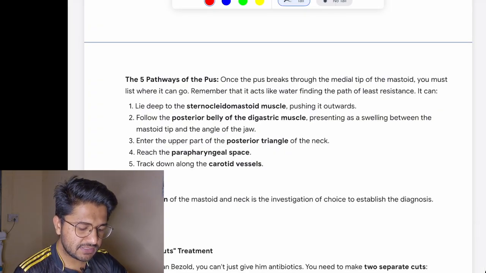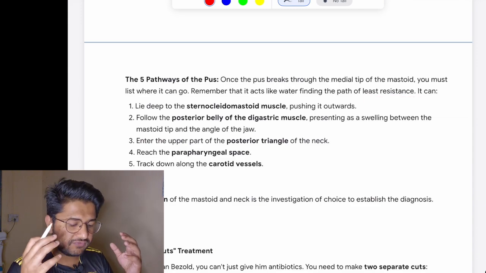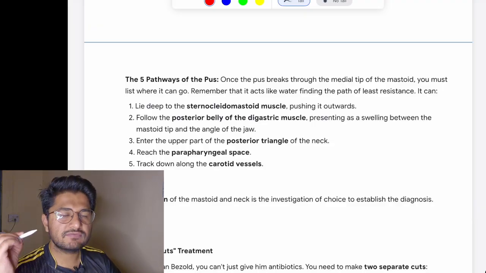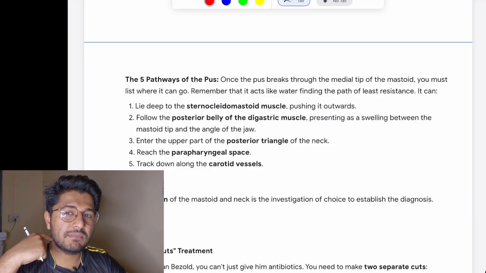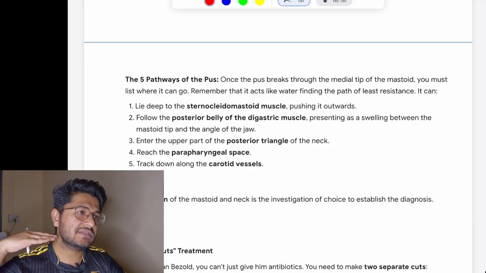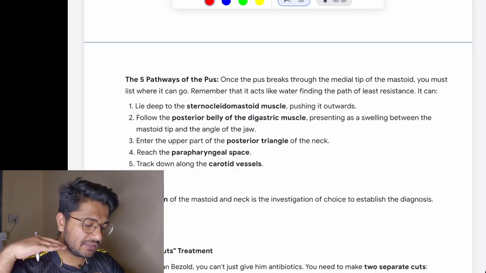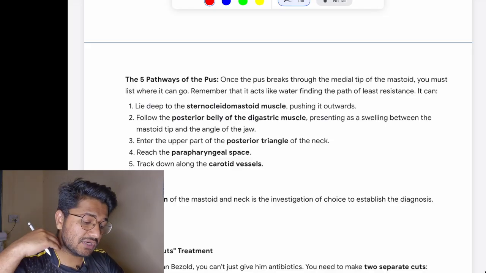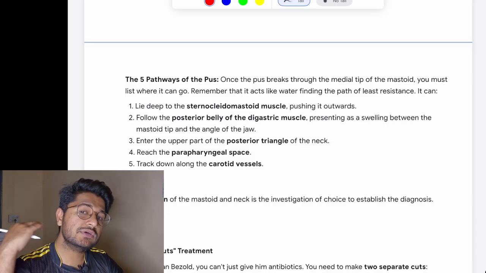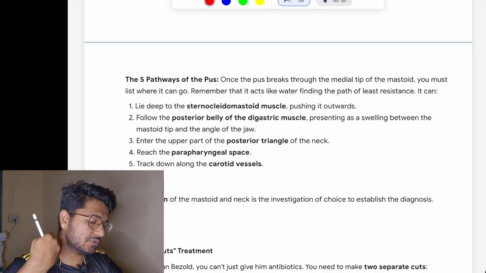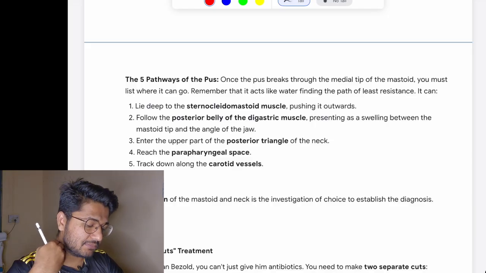So this path is least resistance. It is finding the path of least resistance from the high resistance area. First, suppose this is the mastoid and the pus started draining on the medial side. From there it started coming to the sternocleidomastoid, pushing it outwards. Sternocleidomastoid is there, no? So it starts pushing outwards. That will appear as a neck mass.